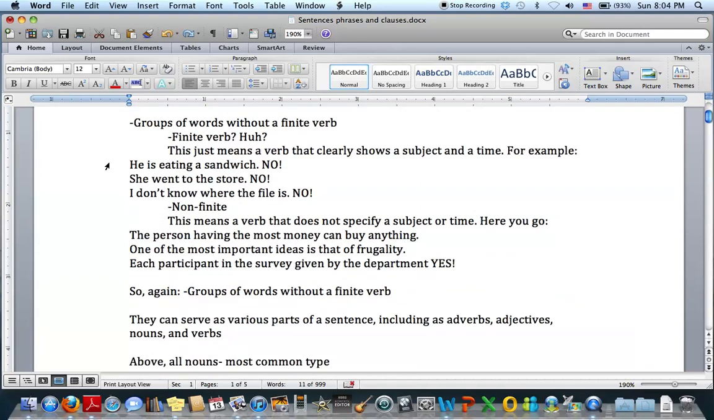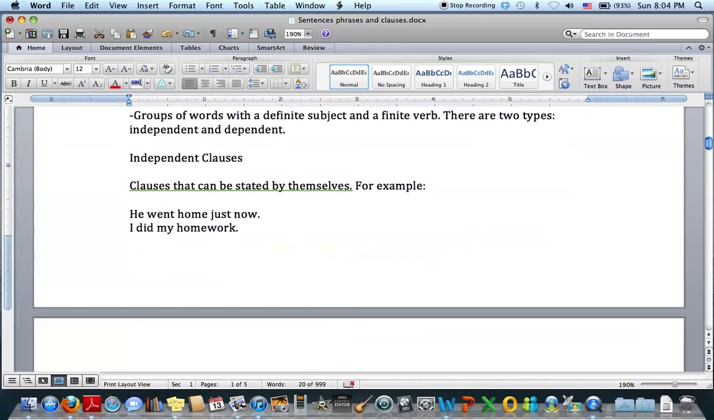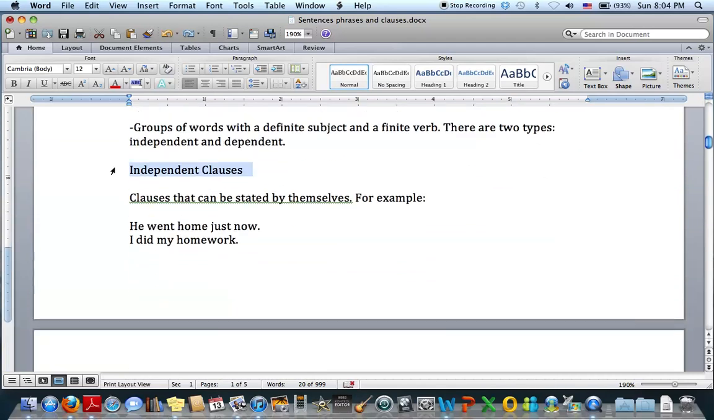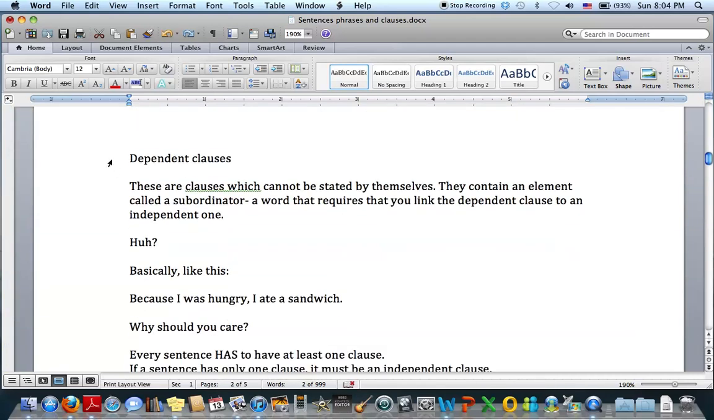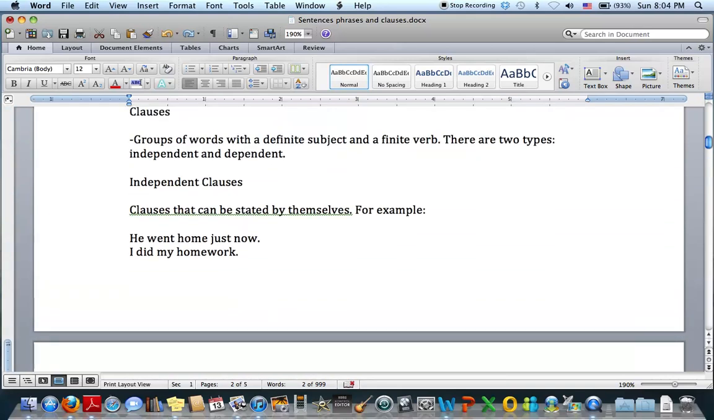Hey, here we go. We got three clauses right here. We have subject, clearly, yes, and verb, clearly, yes. Guess what? They're clauses. All right. We have two types of clauses, independent and dependent. Easy enough. Independent clauses, we can say them by themselves. We can put a period at the end of them.